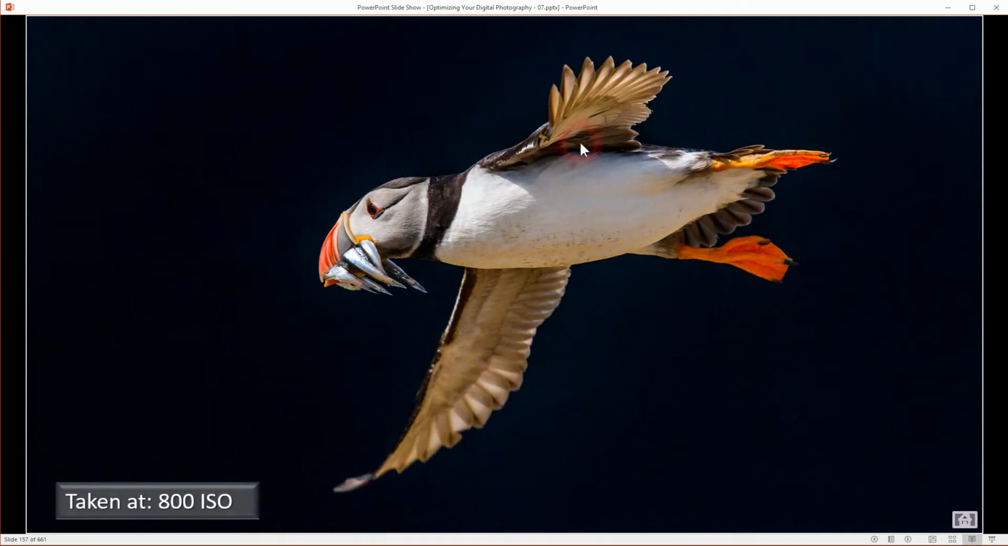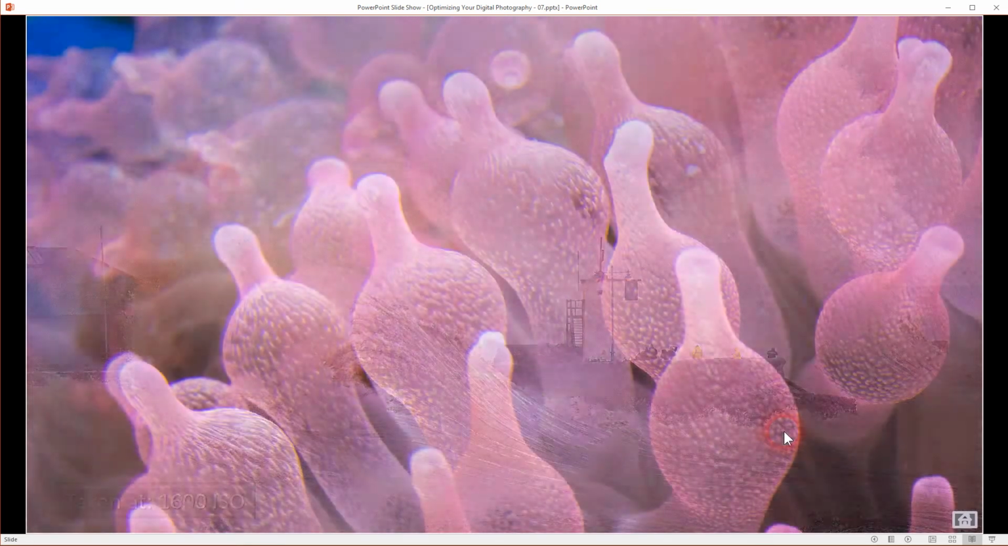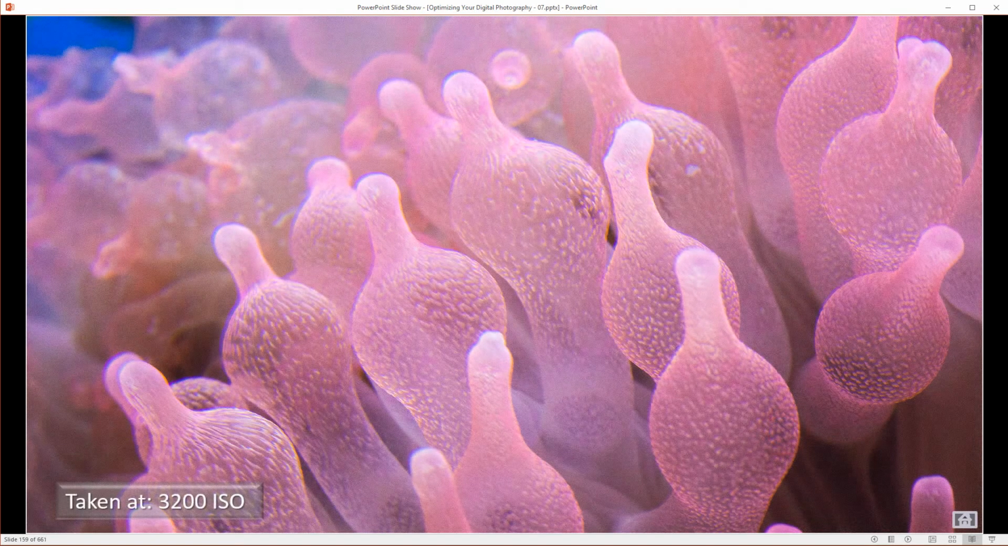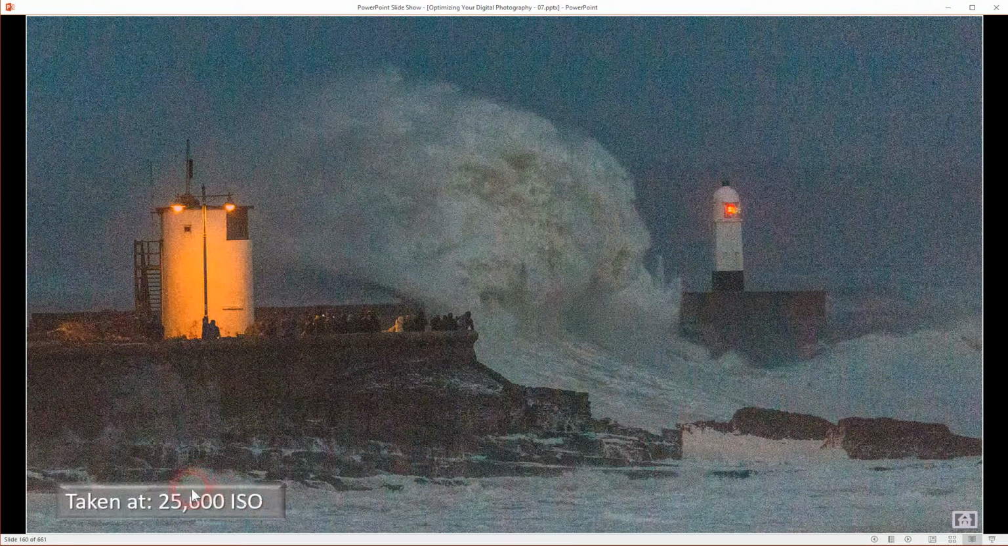Birds in flight, these sort of shots need really fast shutter speeds, so 800 ISO. 1600 ISO, horrible conditions in order to get that. This was in an aquarium, 3200 ISO. And here's one that I did take at 25,000 ISO, and you can see that the noise has virtually obliterated the light signal. So those are the principles for using ISO, and later on we'll see how it all integrates with exposure.